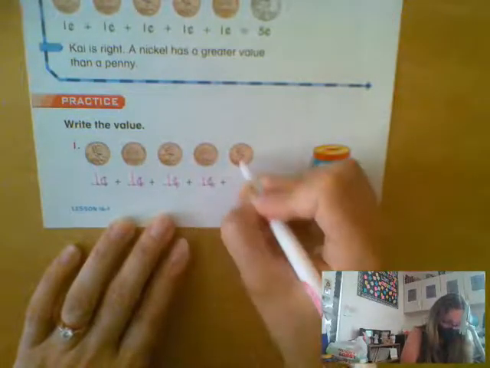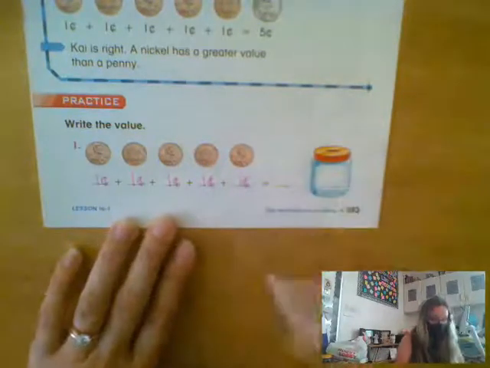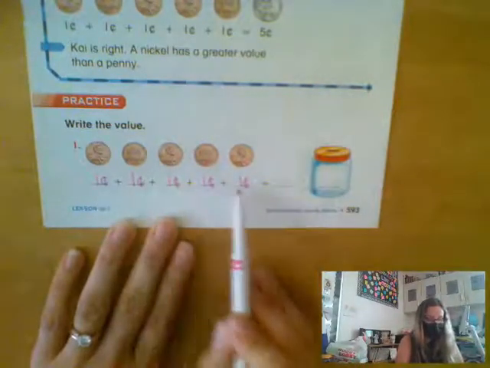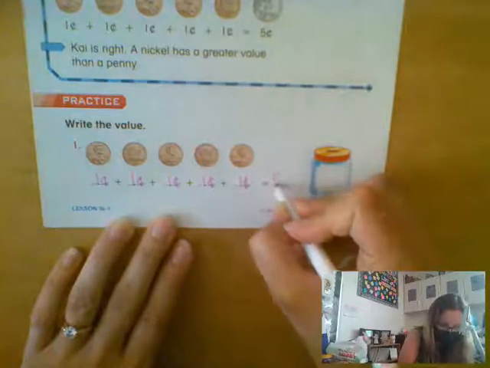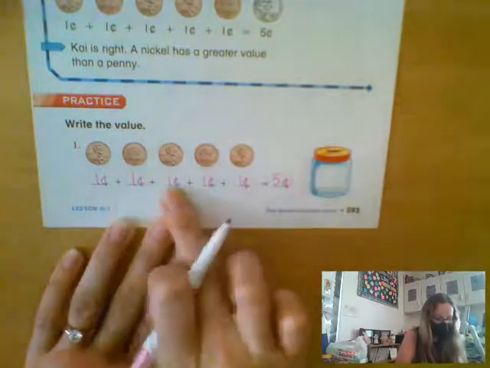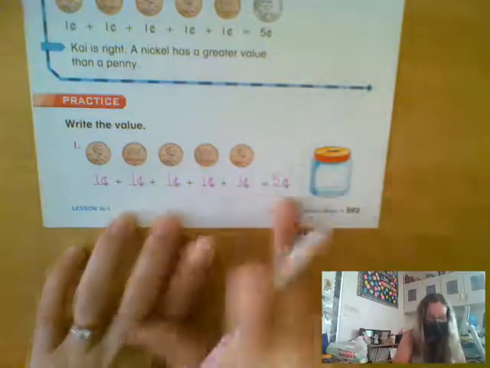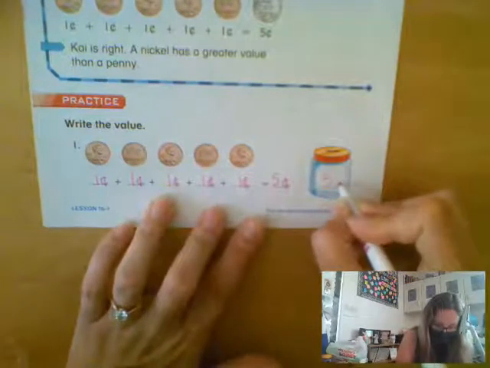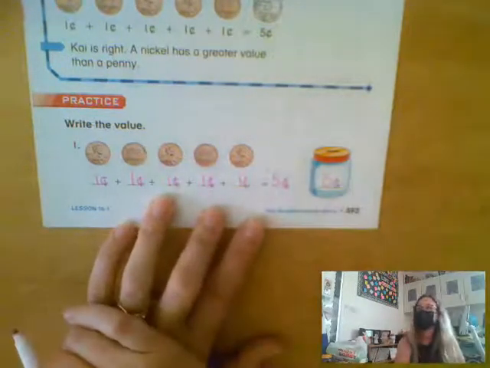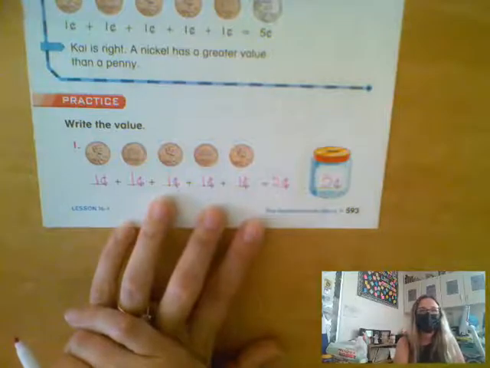Write 1 cent, 1 cent, 1 cent. And then add them all up. 1, 2, 3, 4, 5. And put your total. So 1 cent plus 1 cent plus 1 cent plus 1 cent plus 1 cent equals 5 cents. So you have 5 cents in your jar. So everyone go ahead and do that one now. And then you can turn the page and go to the top of 594.